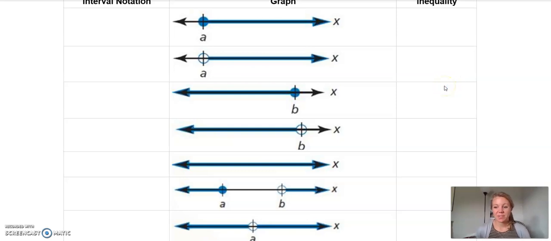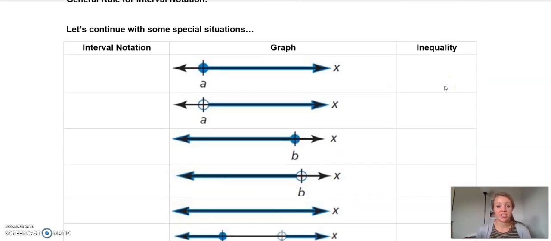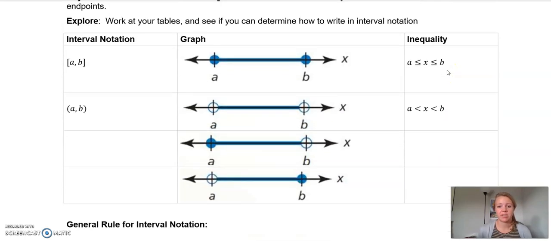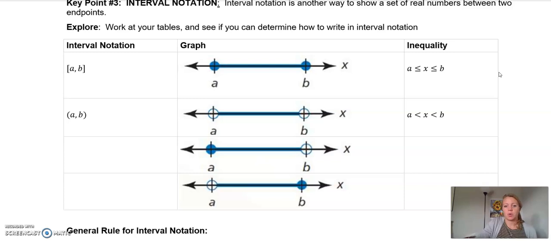Okay, so here is a quick review of interval notation, and you're going to see this a lot in Algebra 2, so it's super important that you understand interval notation. Okay, so when we looked at these examples, we noticed some patterns back in the day.